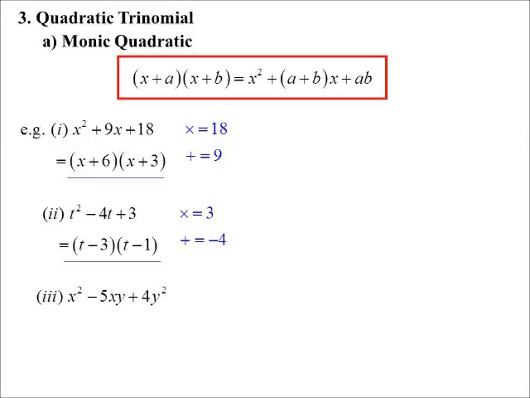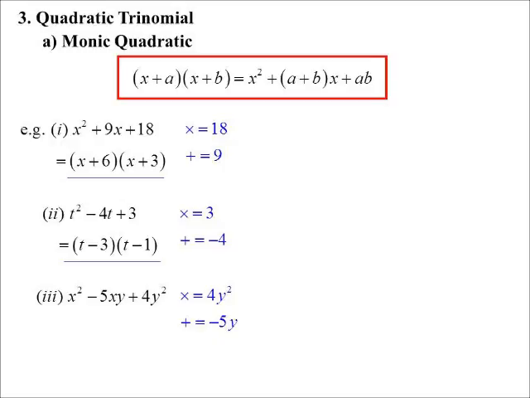Whoa, hang on, there's two letters. What's going on? You still do it the same way. Think of it in terms of just x. And so what I'm really saying now is what multiplies together to give 4y squared, what adds together to give negative 5, but the reality is I don't even have to worry about the y. It's still just the number that is the key. Multiplies together to give 4, adds together to give negative 5.